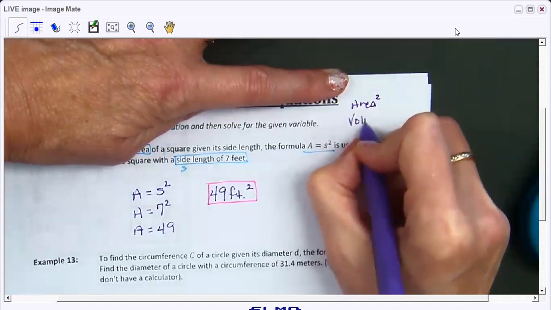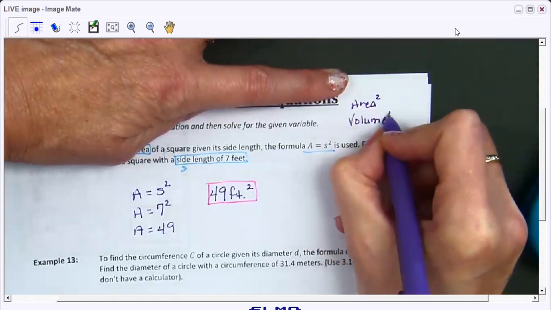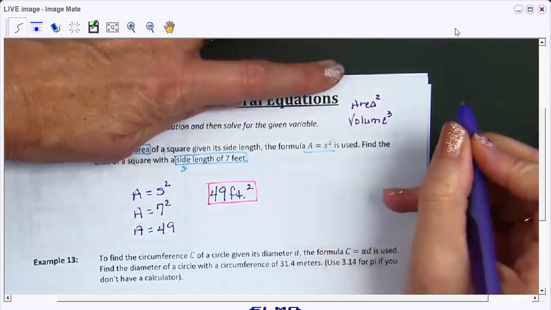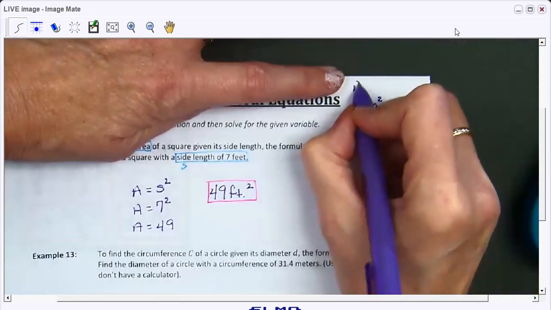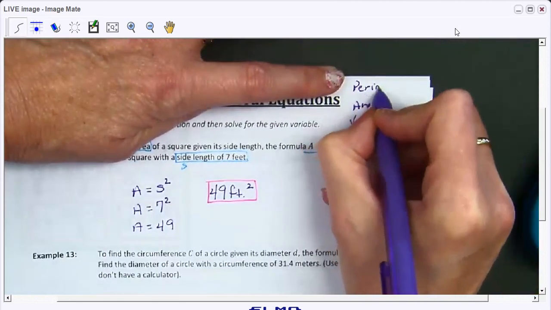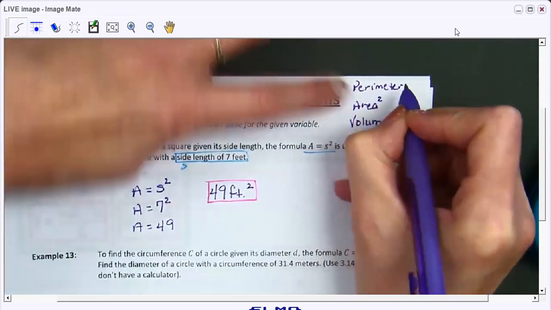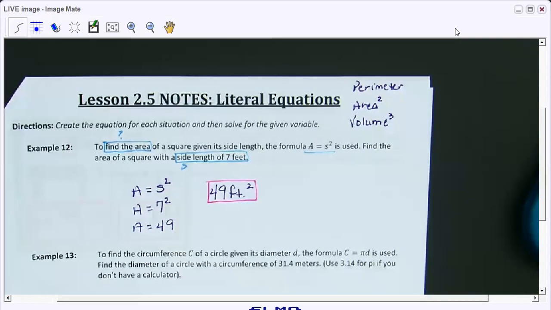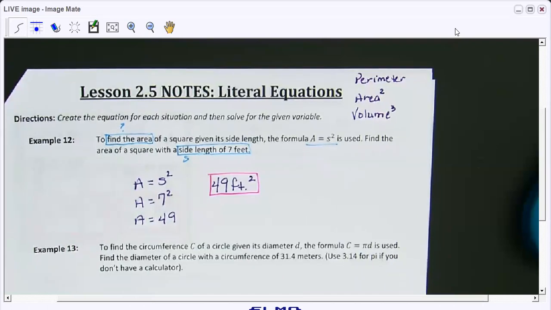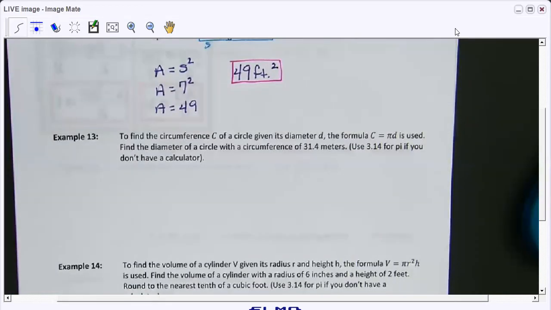Volume is in cubed units. Perimeter has no units, really just one. What about if I'm looking for a side or a length or a base or a height? Do my units have an exponent? No, they don't. Okay. All right, let's move down to example 13, to find the circumference of a circle.